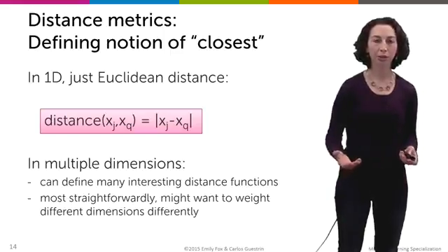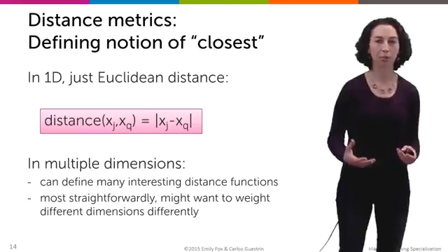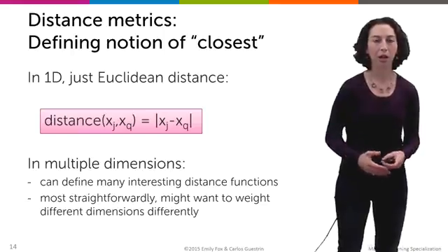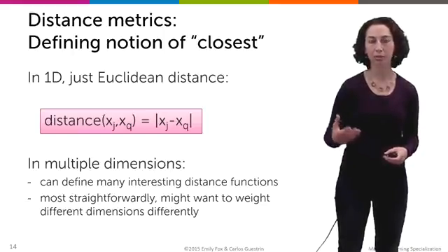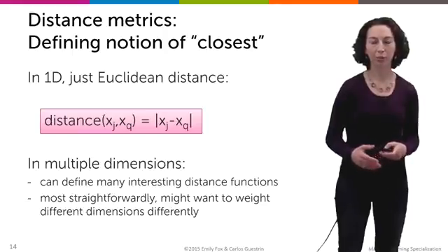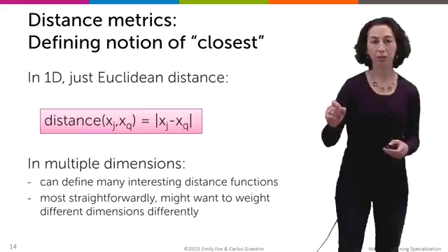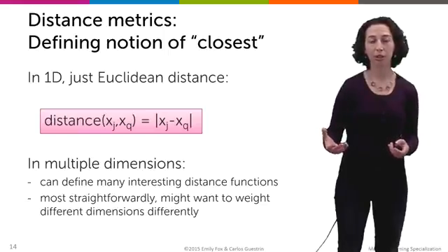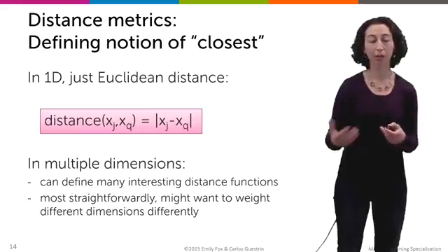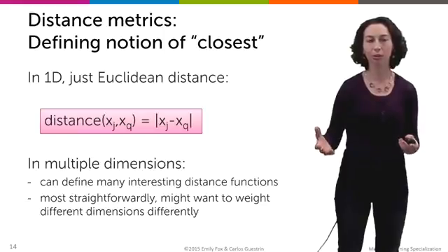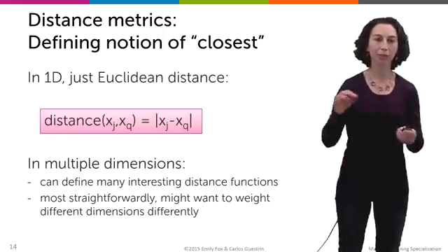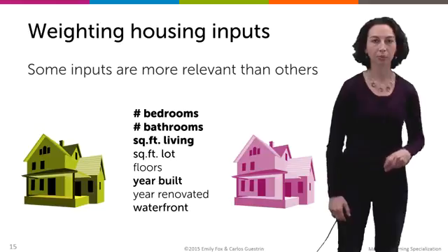But when we get to higher dimensions, there's lots of interesting distance metrics that we can think about. And let's just go through one that tends to be pretty useful in practice, where we're going to simply weight the different dimensions differently, but use standard Euclidean distance otherwise. So it looks just like Euclidean distance, but we're going to have different weightings on our different dimensions.